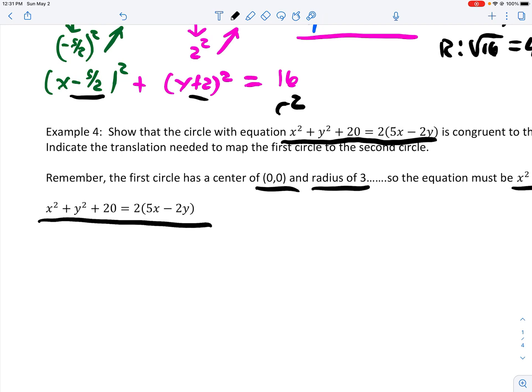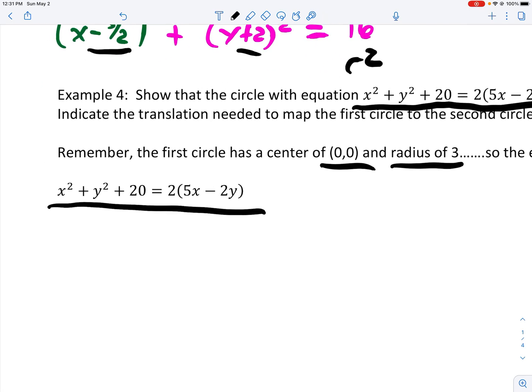Circles are congruent if they have the same radius. It doesn't matter what their center is, it's do they have the same radius. Then they're going to be congruent. So we're going to complete the square. Before we do that, we need to distribute. So x squared plus y squared plus 20 equals 10x minus 4y.